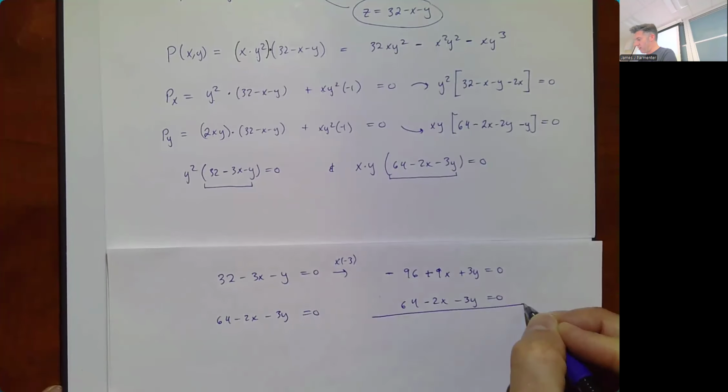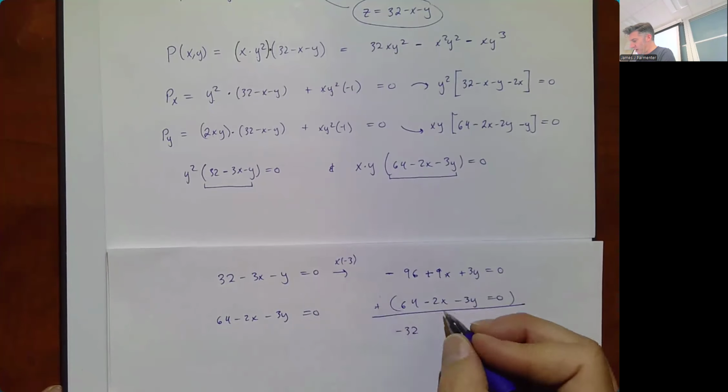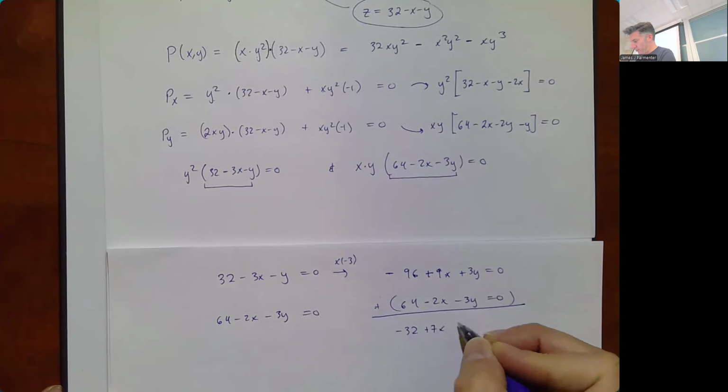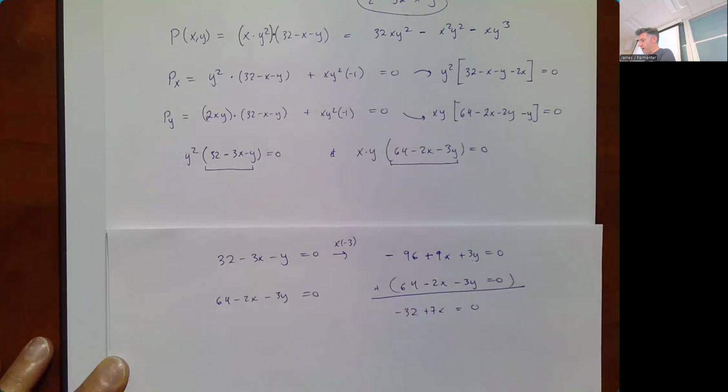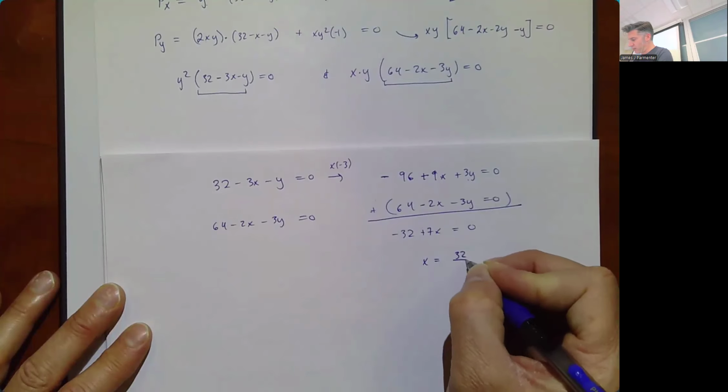If I add those together, I get -96 plus 64. I get 9x plus -2x. And I get 3y plus -3y, which is 0. And then it's equal to 0. And then we can solve for x. And we get x equal to positive 32 divided by 7.